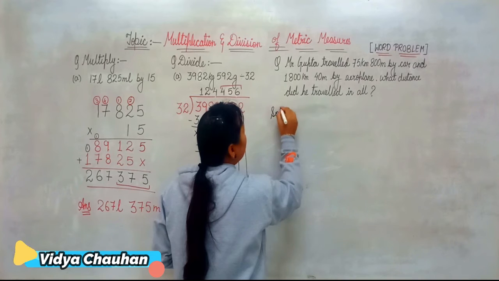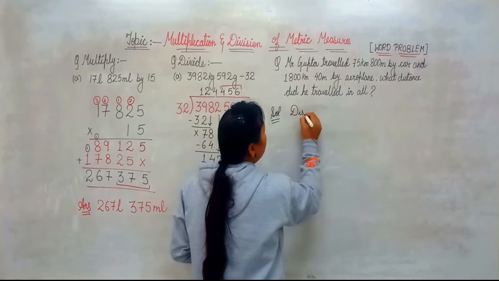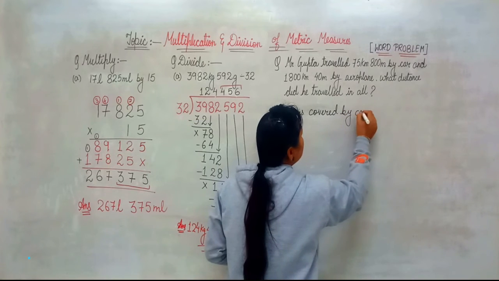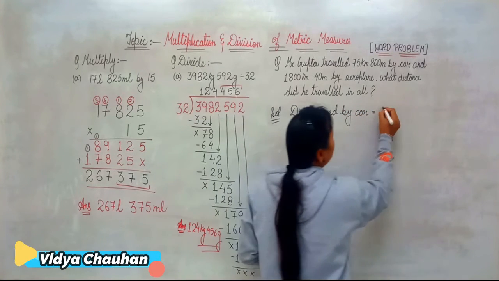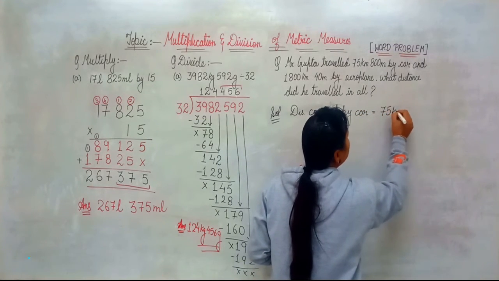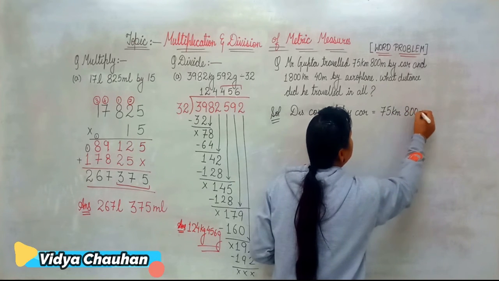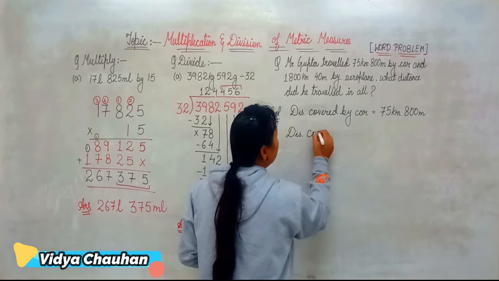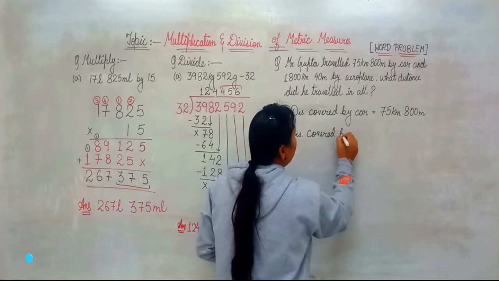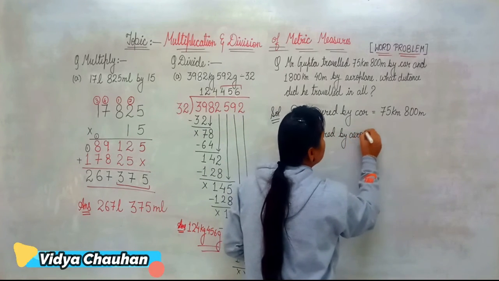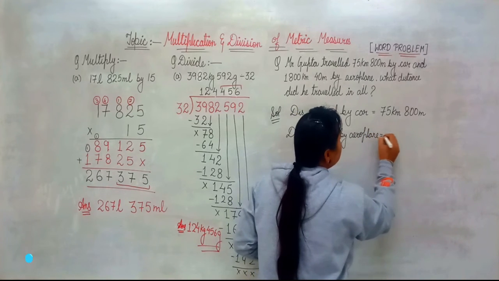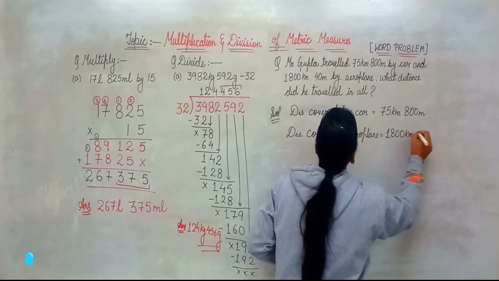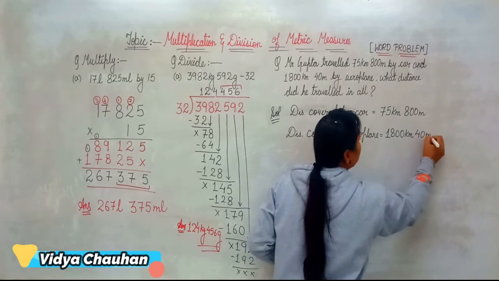So your solution will begin like this. Distance covered by car. How much distance did he cover by car? 75 kilometers and 800 meter. Then the second statement will be distance covered by aeroplane. So how much distance did he cover by airplane? That is 1800 kilometers and 40 meter.